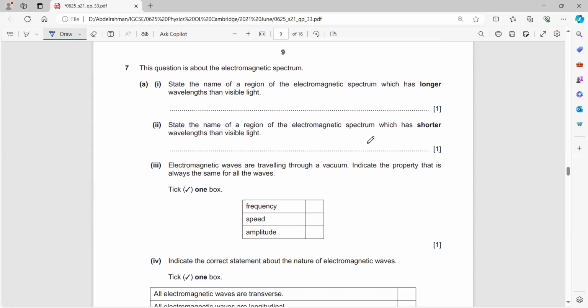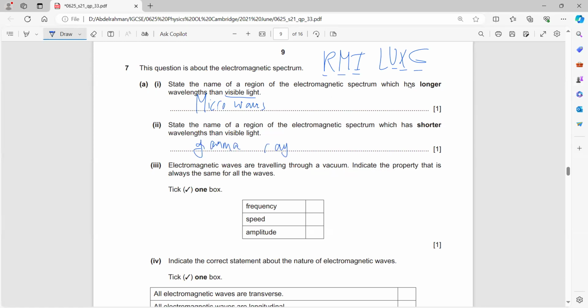The question is about the electromagnetic spectrum. This is a very easy question. This should be one of the easiest questions in the exam. State the name of the region which has longer wavelengths than visible light. We know the order: Radio, Microwaves, Infrared. So you can say microwaves, radio waves, or infrared radiation. State the name of the region which has shorter wavelengths than visible light. Whatever you like: ultraviolet, X-rays or gamma rays.